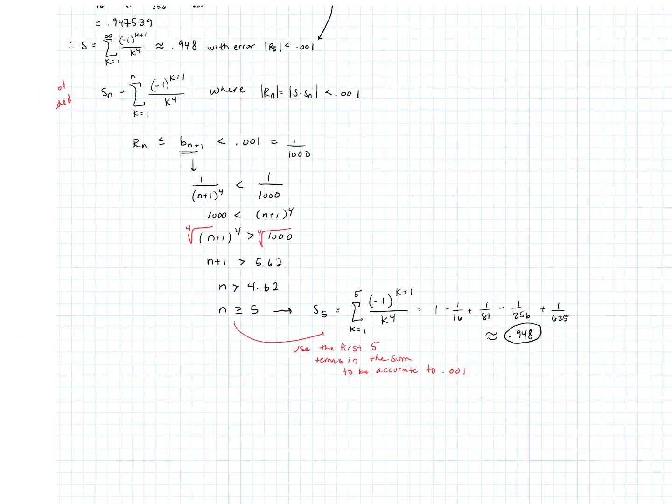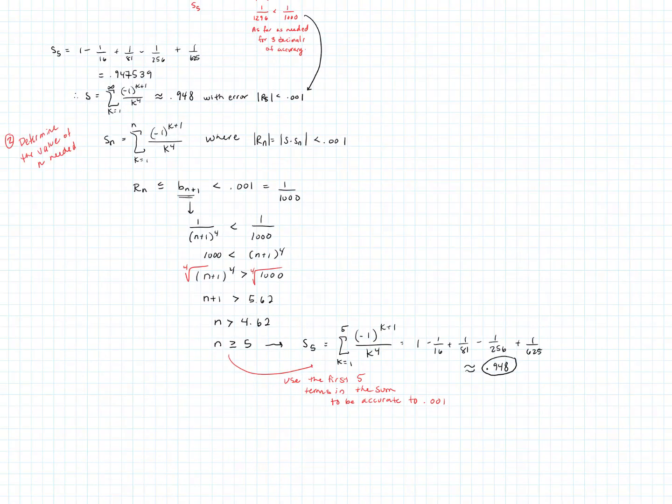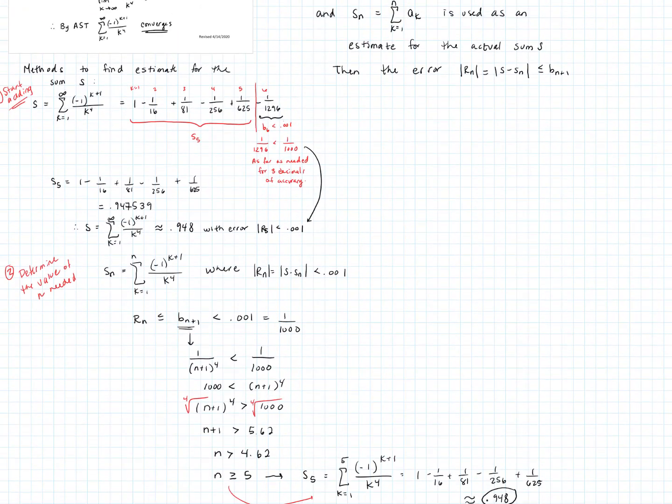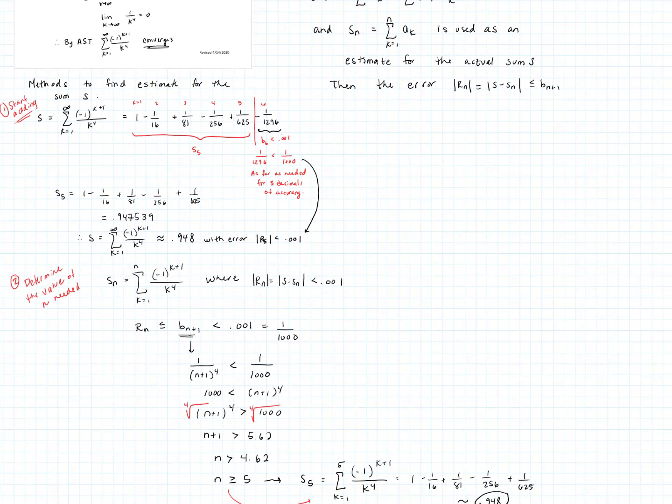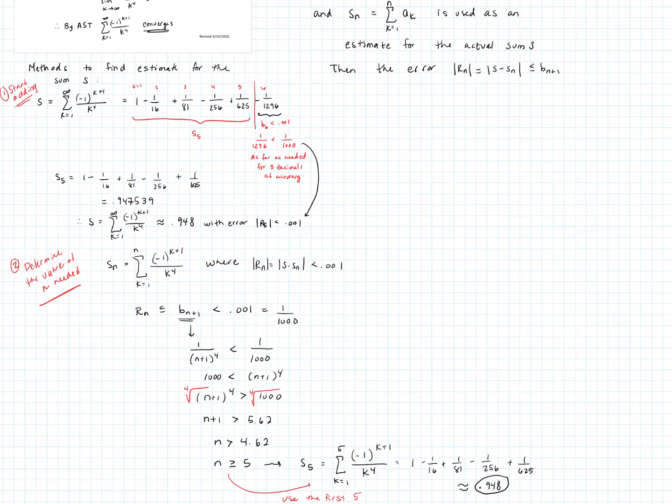So you can pick your method when you're doing these. Sometimes I find that it is just faster, if I'm going to be adding up the terms anyway, to just add until I get to my desired accuracy. You could determine the value of n needed and then add up the first 5 terms to get to that sum. Or you could just start adding up the terms, and when you get to the term that is smaller than your desired accuracy, you know you can stop one before that.